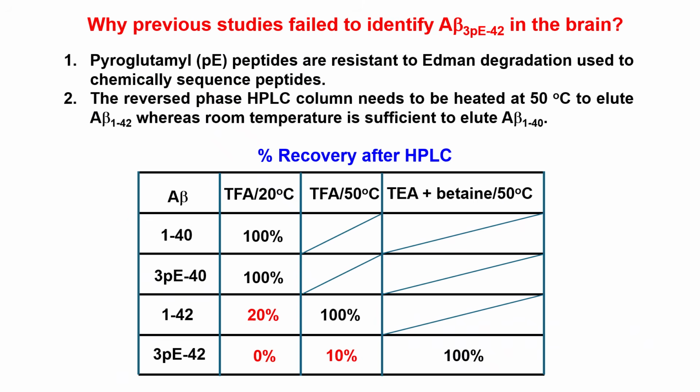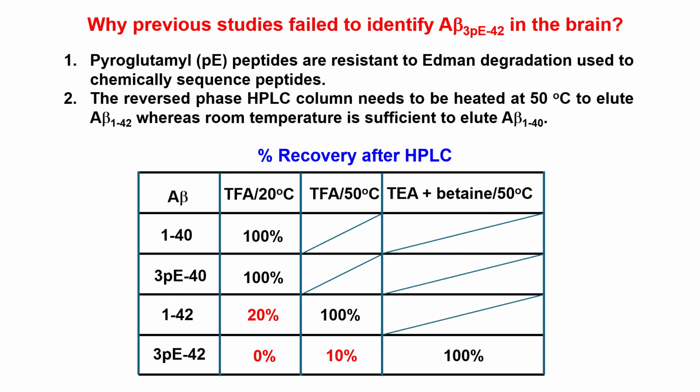Why did previous studies fail to identify A-beta 3PE-42 in the brain? Pyroglutamyl, PE, peptides are resistant to Edman degradation used to chemically sequence peptides. The reversed phase HPLC column needs to be heated at 50 degrees Celsius to elute A-beta 1-42, whereas room temperature is sufficient to elute A-beta 1-40 and 3PE-40.